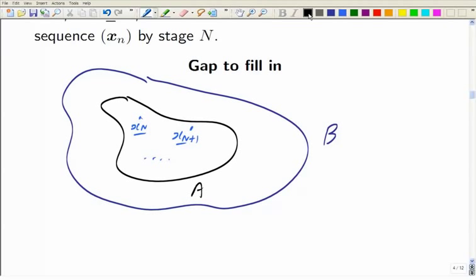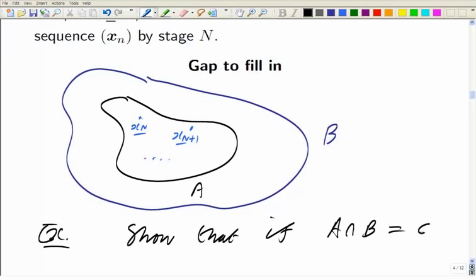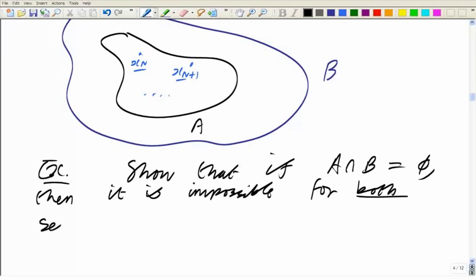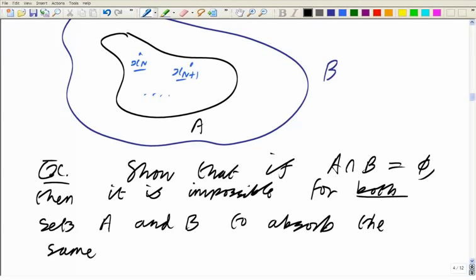Here's a little extra exercise for you. Show that if A intersection B is empty, then they can't both absorb the same sequence. This is a proof by definition. I'll probably put it on my proof by definition sheet. So it's impossible for both sets, A and B, to absorb the same sequence Xn.